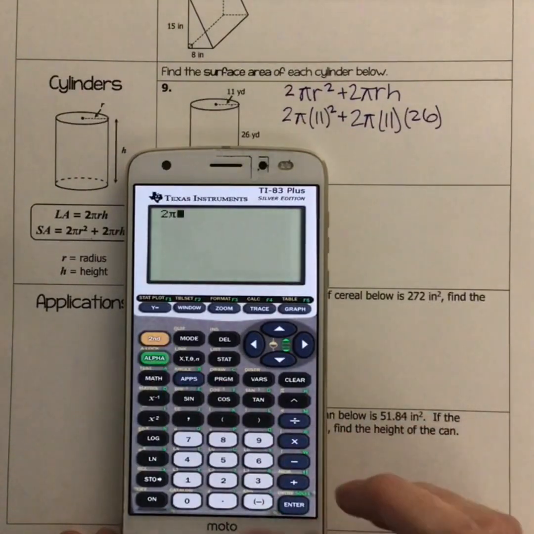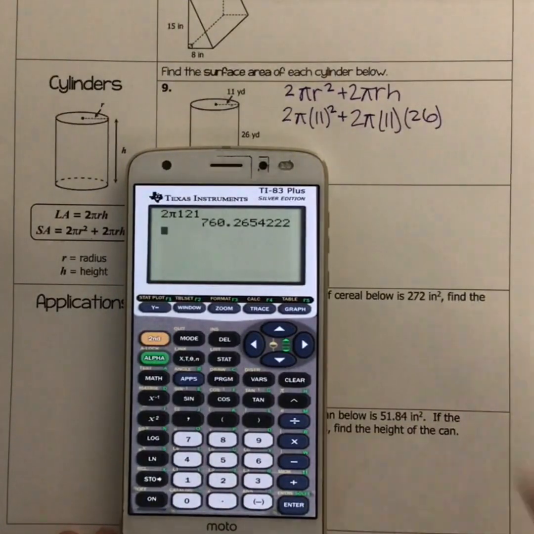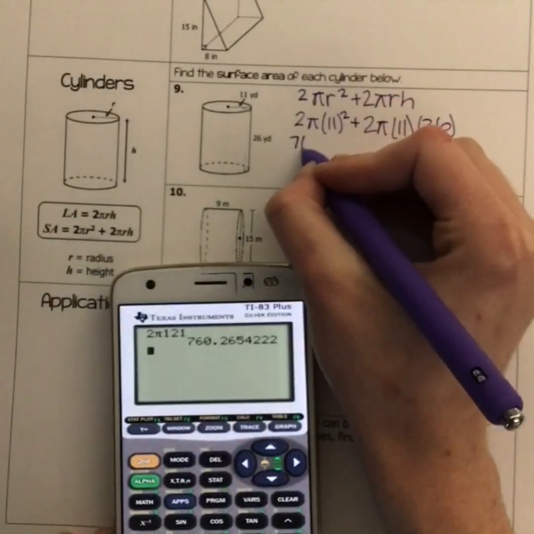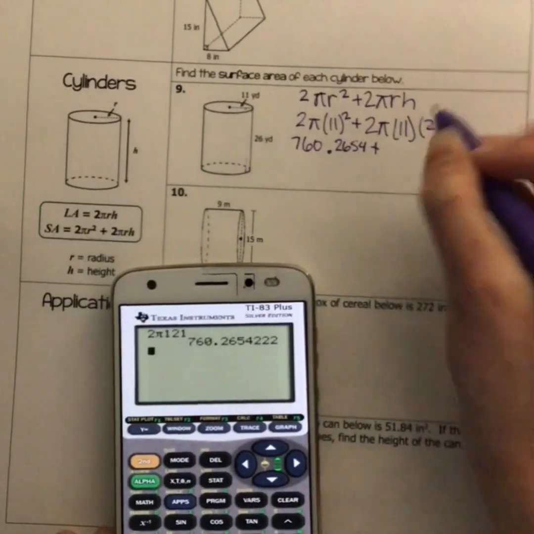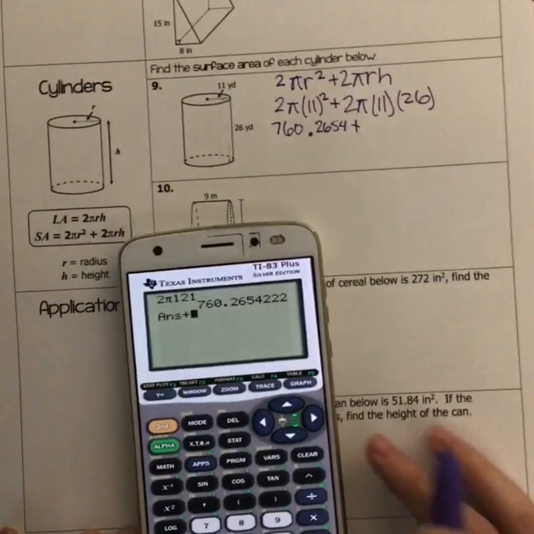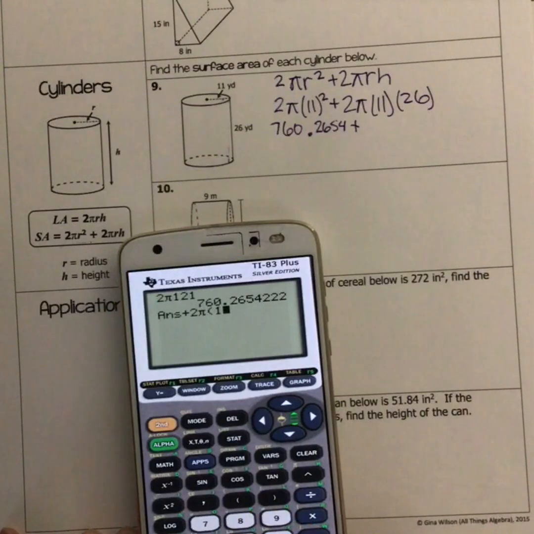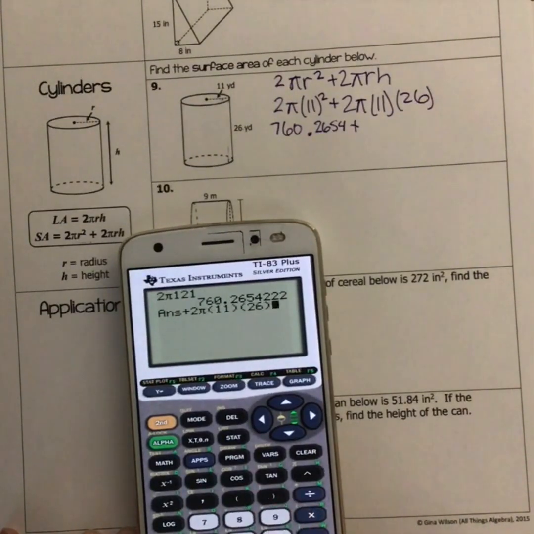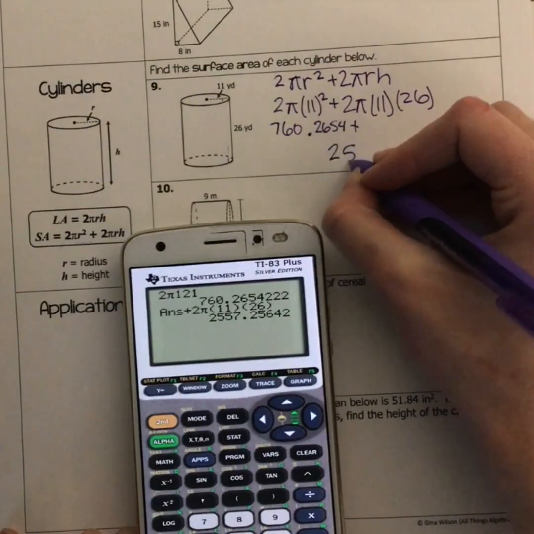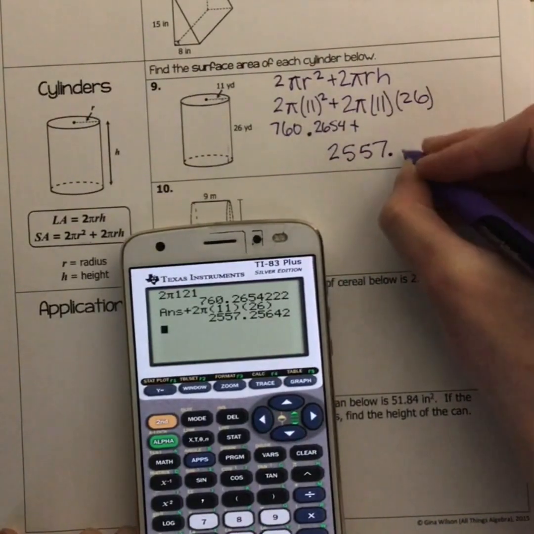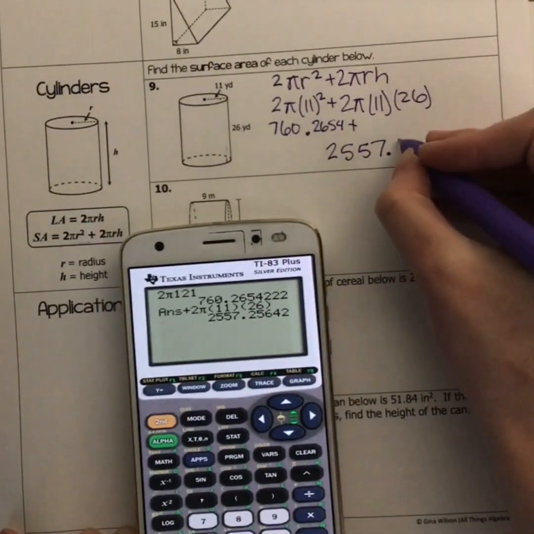There we go. And then 11 squared, I know that that's 121. So for this side, I get 760.2654 plus, I can actually just add on 2 pi and then 11 and 26. And total, that would give me 2,557. And I think they want you to round to the nearest tenth, so we'll round that 2 up to 3.